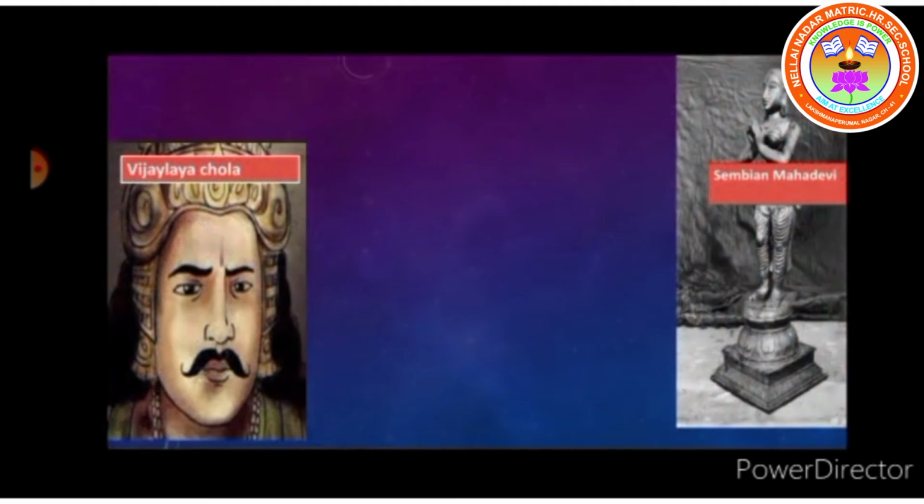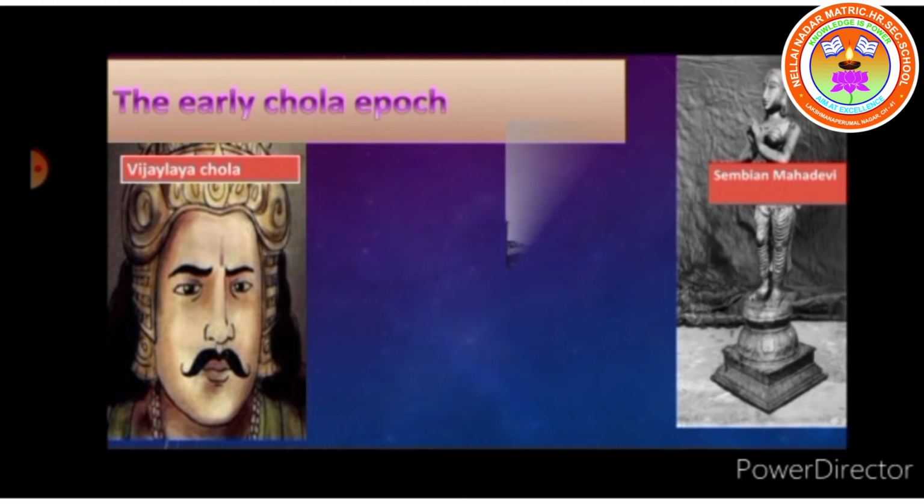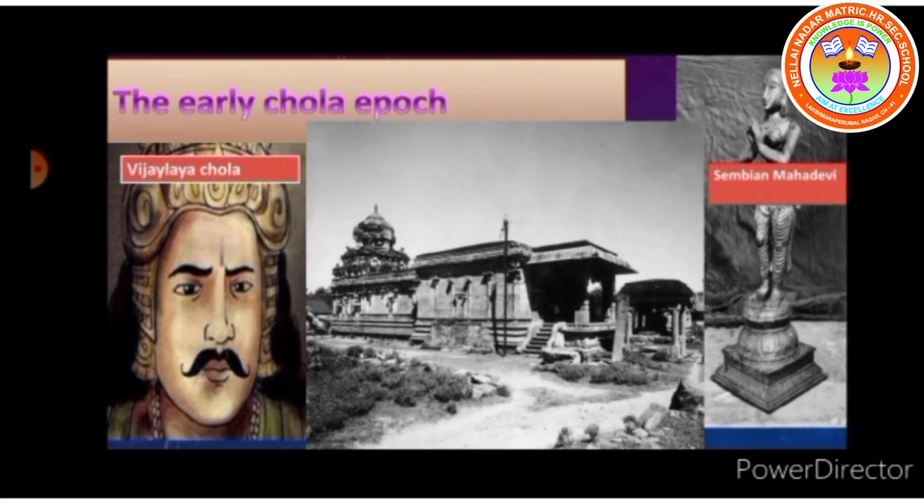Next one, the early Chola epoch. The early Cholas came to power in 850 AD under Vijayalaya Chola and continued to govern the region for about 400 years.